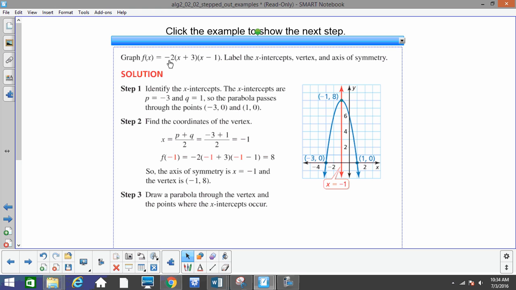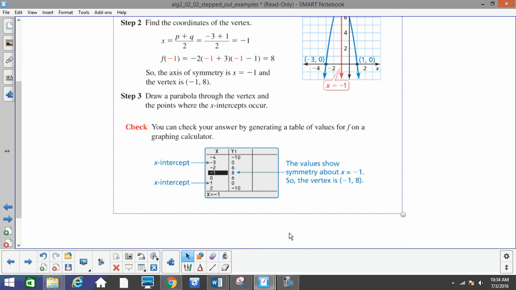It's opening downward because our a value is -2. And that makes sense because our vertex is above our intercepts. And you can always check yourself using Desmos.